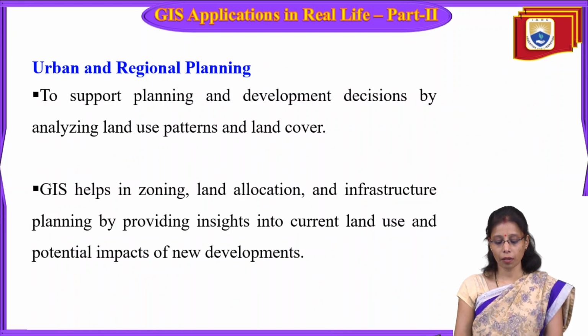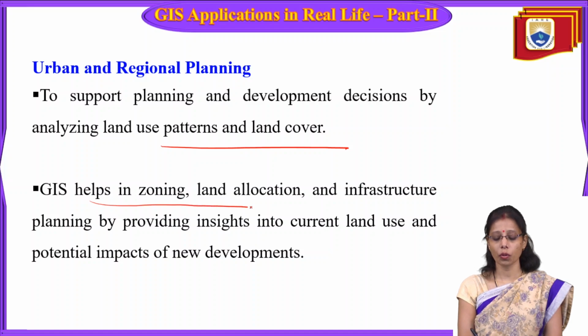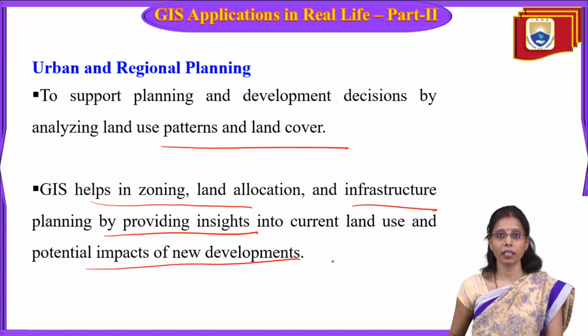Now, urban and regional planning is to support the planning and development decisions by analyzing the land use patterns and the land cover. Now, GIS helps in zoning land allocations. It will help you to allocate the land mapping and infrastructure planning by providing insights into the current land use and the potential impacts of new developmental activities.